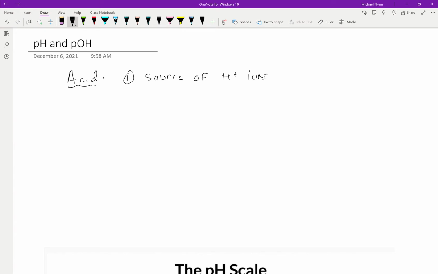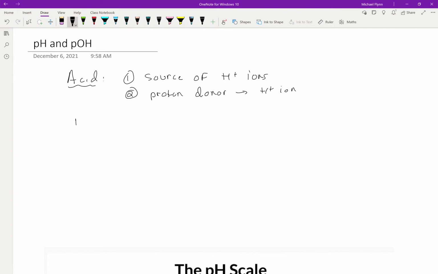All right, so it's a source of H+ ions. The second definition is that it is a proton donor. Now, a proton, in case you're wondering, is also an H+ ion, because an H+ ion is a proton. Like if you take hydrogen and you remove its one electron, all you're left with is a proton. So these two definitions are basically the same.